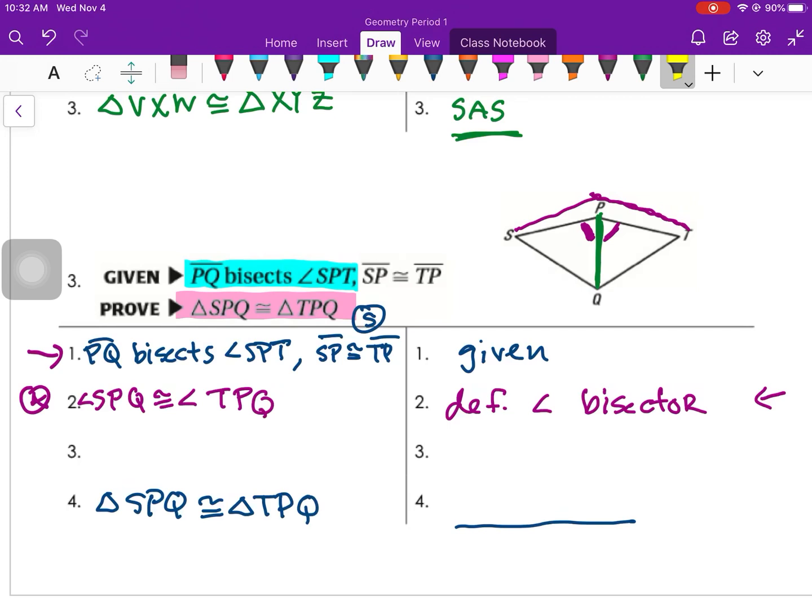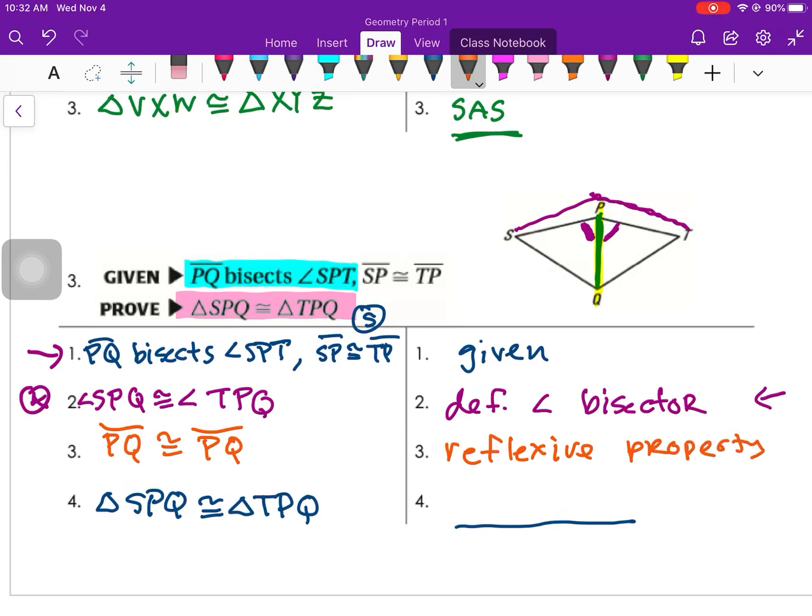So now I've got an angle. So I've got a side, I've got an angle, and hopefully we notice what I colored green here. That side has to be congruent to itself, right? Because we're looking in a mirror. So PQ is congruent to PQ because of the reflexive property.